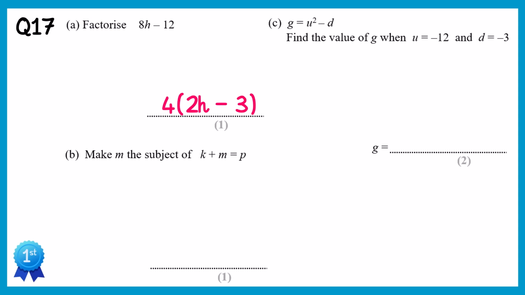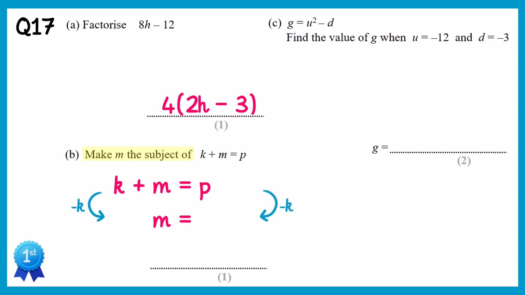In the second part of this question, we need to make m the subject of this formula. At the moment, the subject is p, since it's the letter that's on its own. So we want m to be on its own, but at the moment there's a k on the left-hand side. So we're going to subtract k from both sides. If we subtract k from the left-hand side, the k's will cancel, so we've just got m.